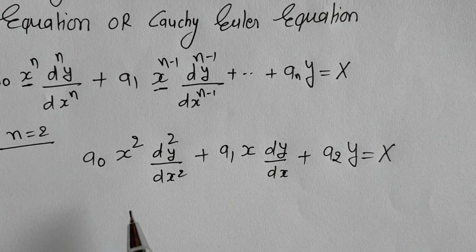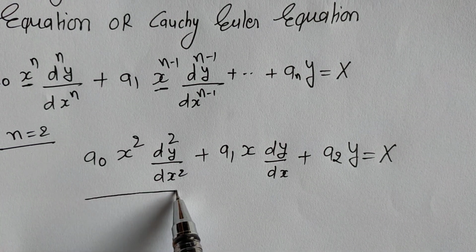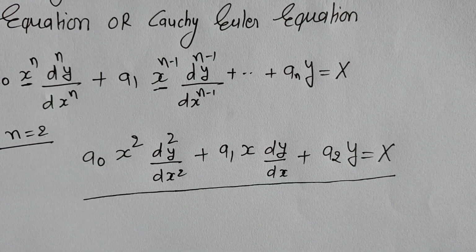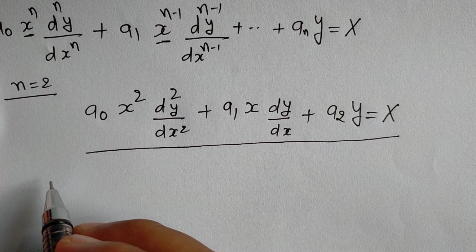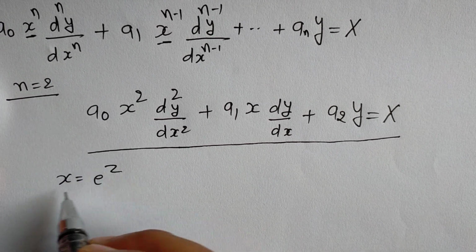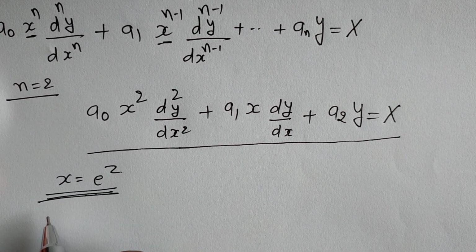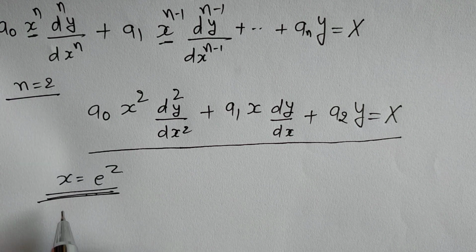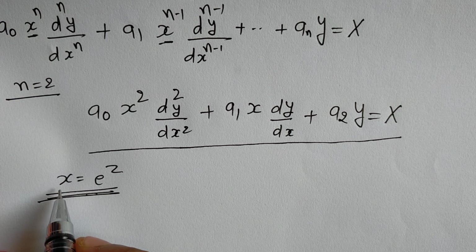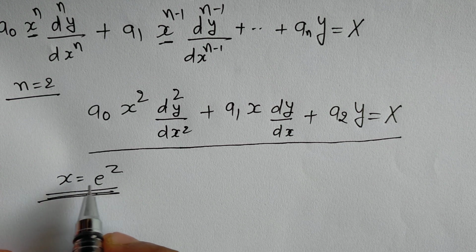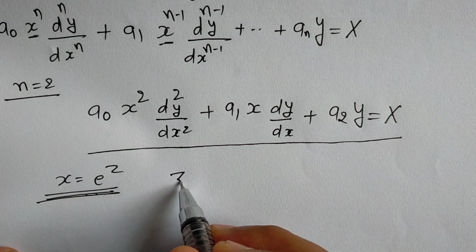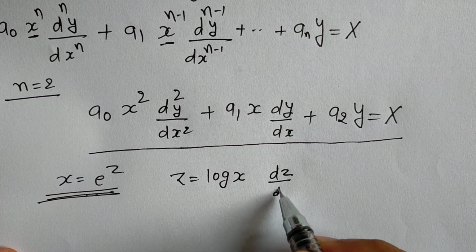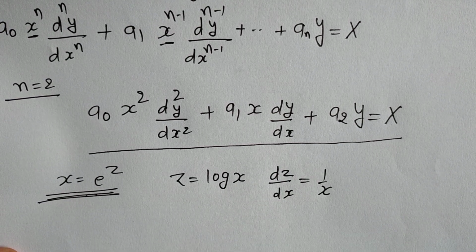So what we do, we convert this equation into an equation with constant coefficient by one transformation, that is x equal to e power z. Using this transformation, we can convert this differential equation into constant coefficient. We are changing independent variable from x to z. So z equal to log x, then dz by dx will be 1 by x.